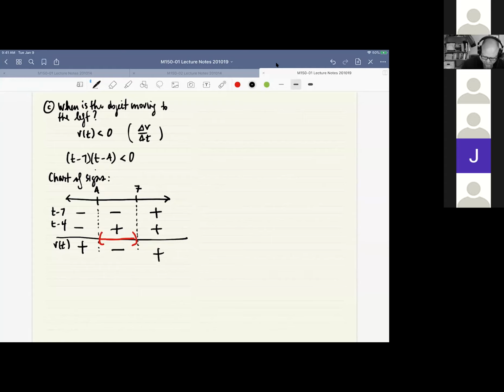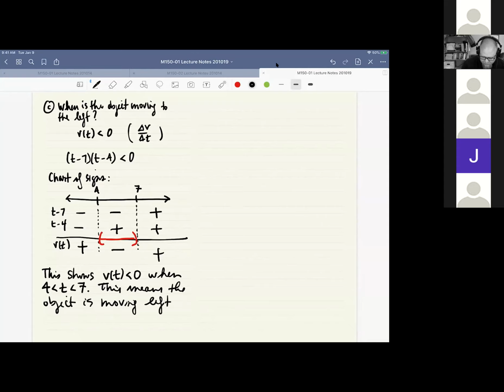So I conclude this shows v of t is less than 0 when 4 is less than t is less than 7. This means the object is moving left on the time interval 4 to 7. Okay.